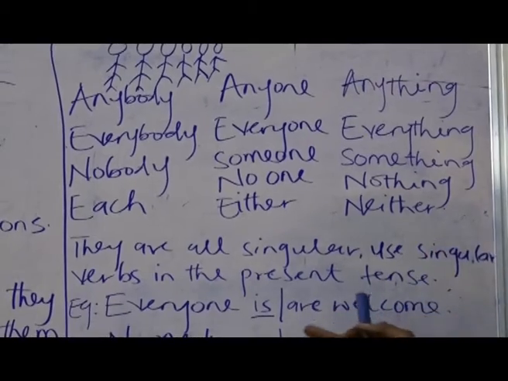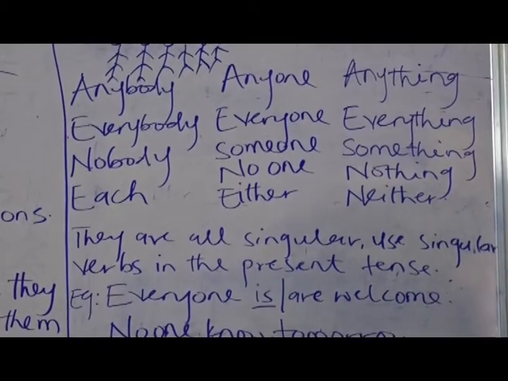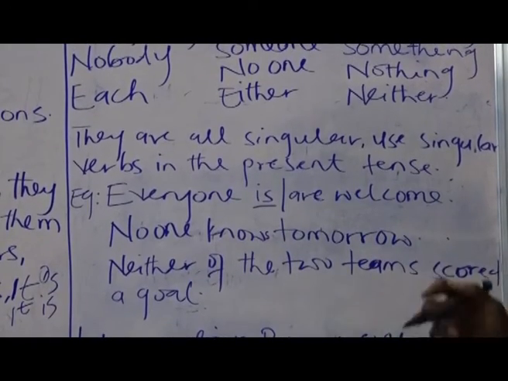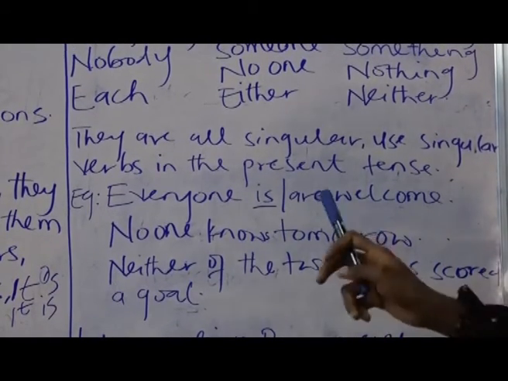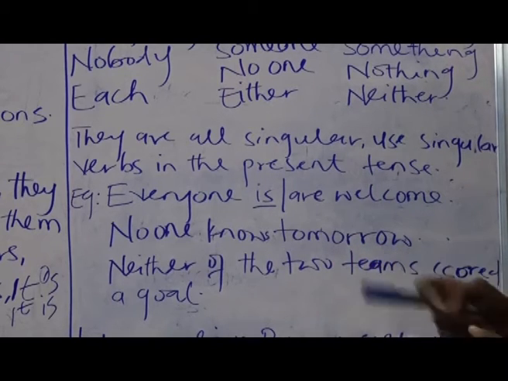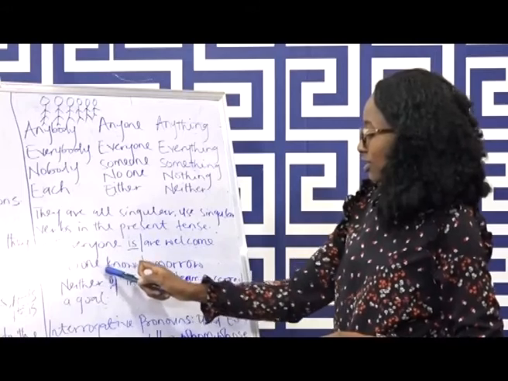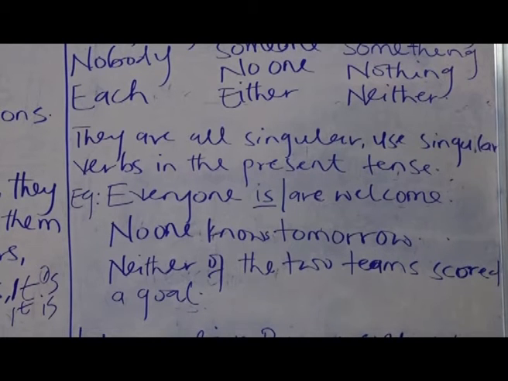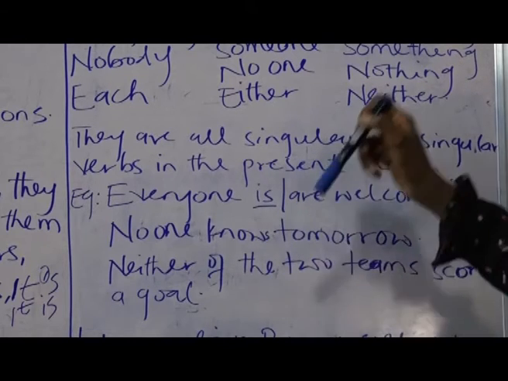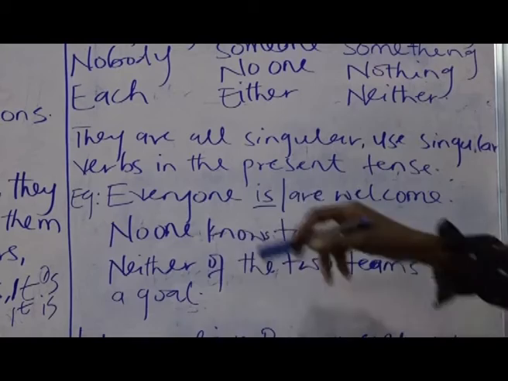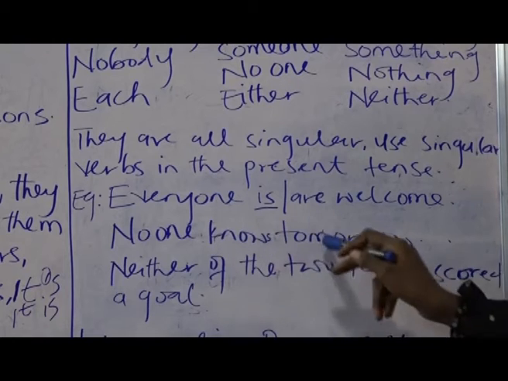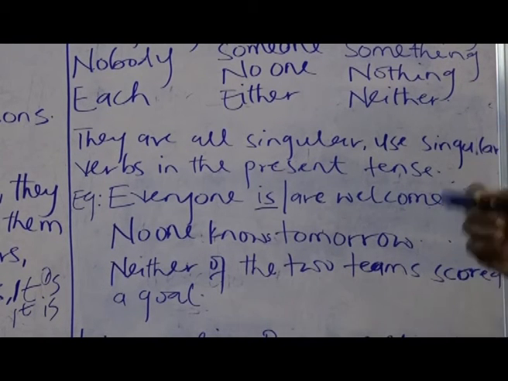Now let's take a look at some other examples. Let's look at this sentence. No one knows tomorrow. This sentence can get a little bit confusing because of the use of this plural marker s. But this sentence is absolutely correct because knows can be used both in the plural form and in the singular form. So it is not flouting any rule here. You can say no one knows tomorrow, and you are absolutely correct.